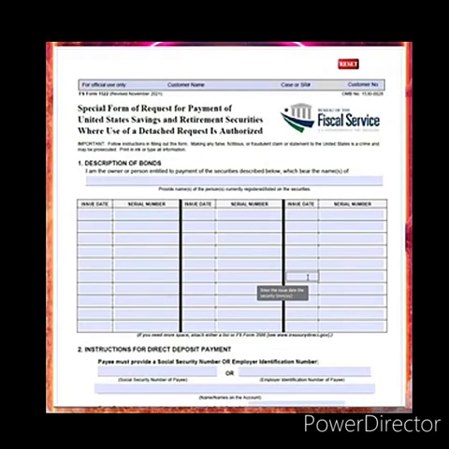A special form of request for payment of United States savings and retirement securities where use of a detached request is authorized. This is FS Form 1522. Important. Follow instructions in filling out this form. Making any false, fictitious, or fraudulent claim or statement to the United States is a crime and may be prosecuted. Print in ink or type all information.